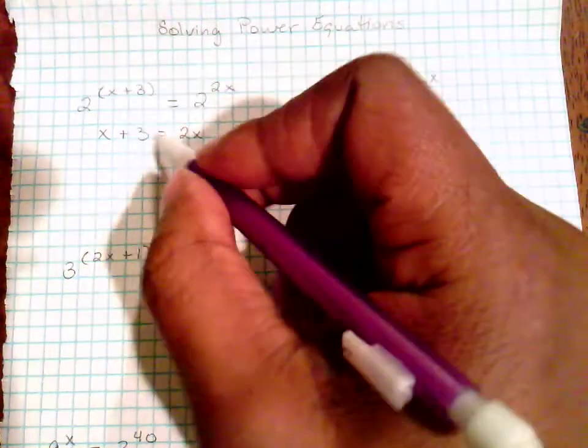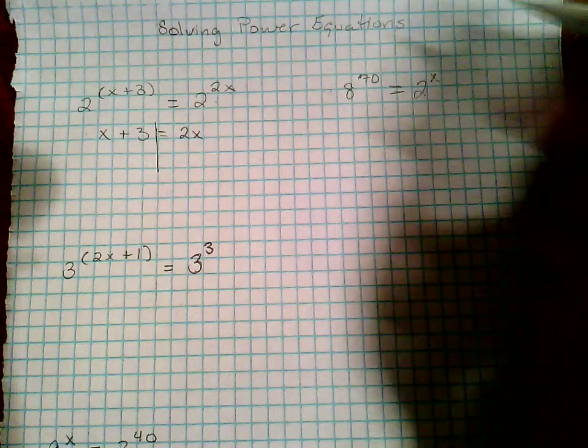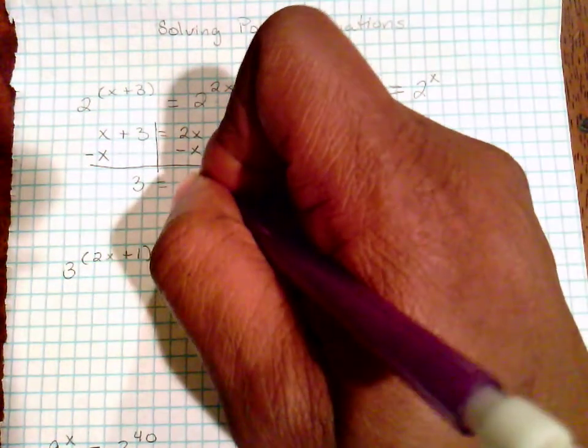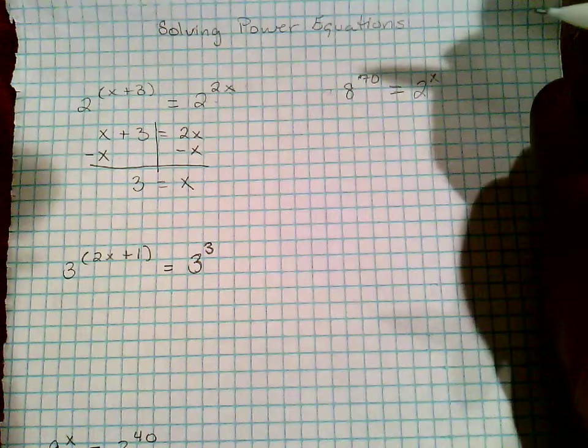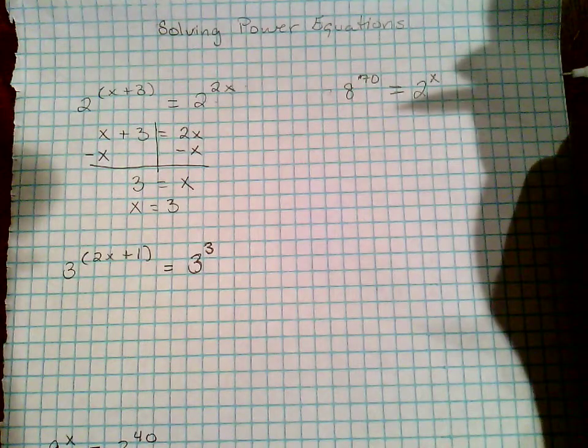And now we can solve our equation. I'm going to begin by subtracting x on both sides. And so this will give me 3 equal to 2x minus x, which is just x. Therefore, x is equal to 3. All right?